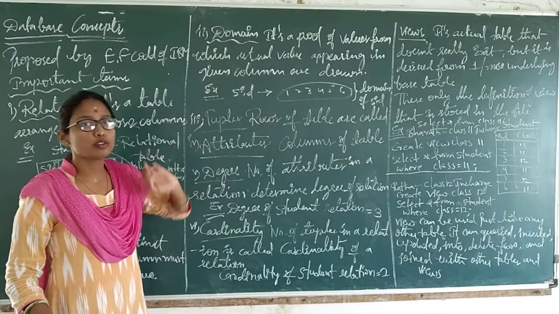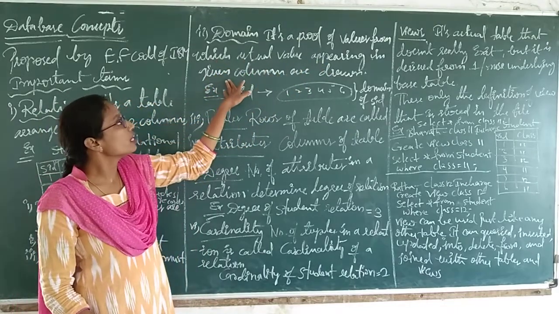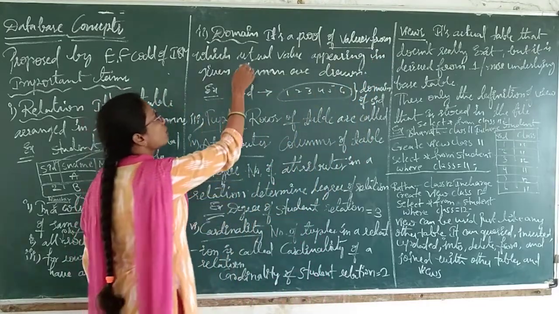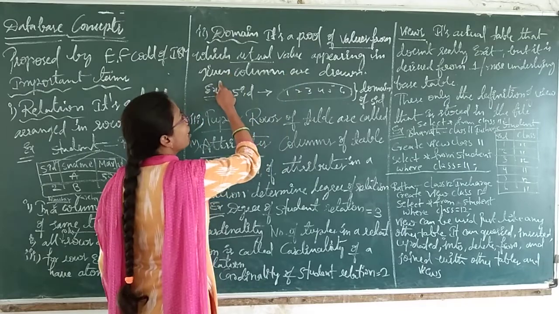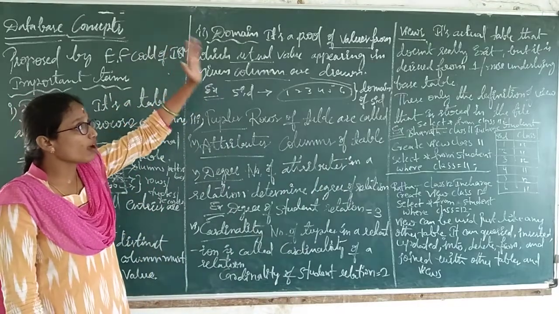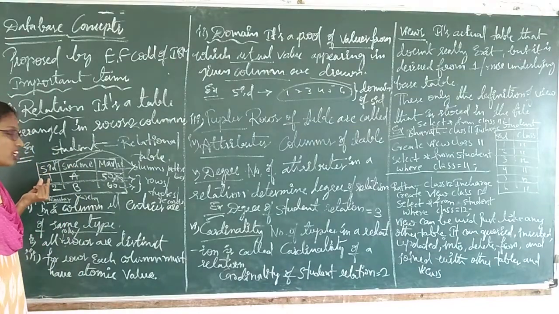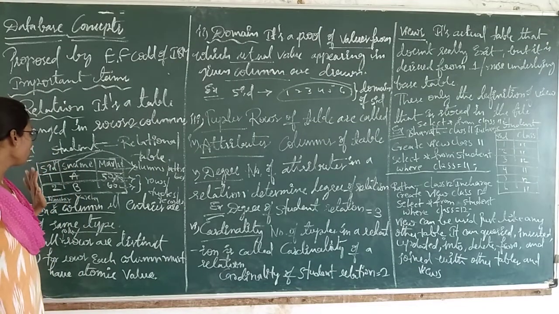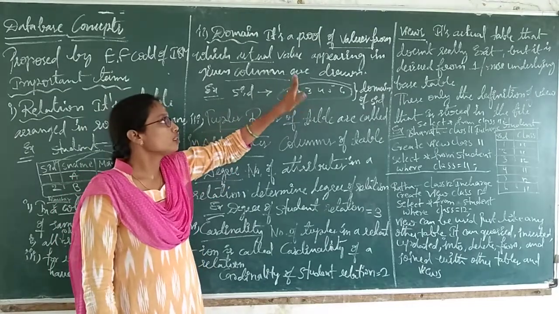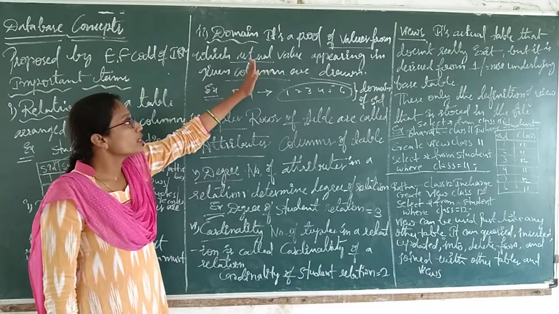Moving on to the second one, domain. It is a pool of values from which the actual values appearing in a given column are drawn. Clear? The example is student ID. In the student relational table we have student ID 1 and 2. The SID takes its values from the domain 1, 2, 3, 4, 5, 6, the domain of student ID. The domain is a pool of values from which actual values appear.